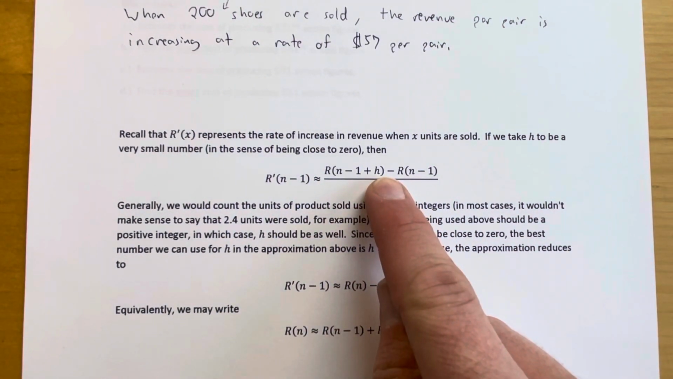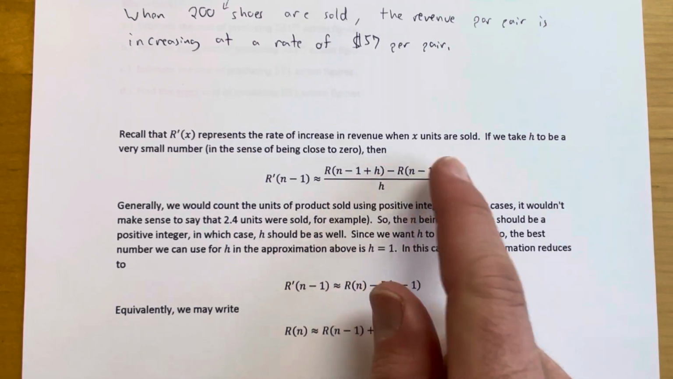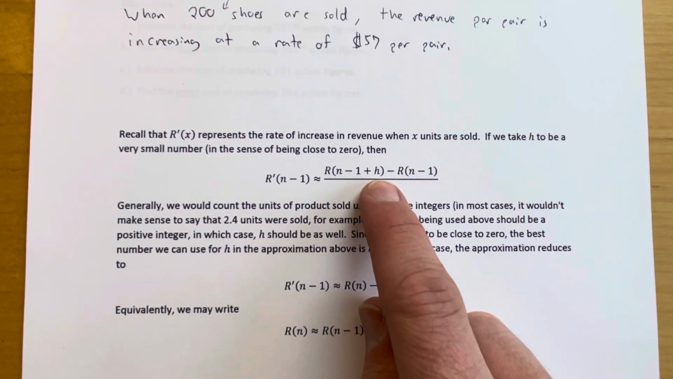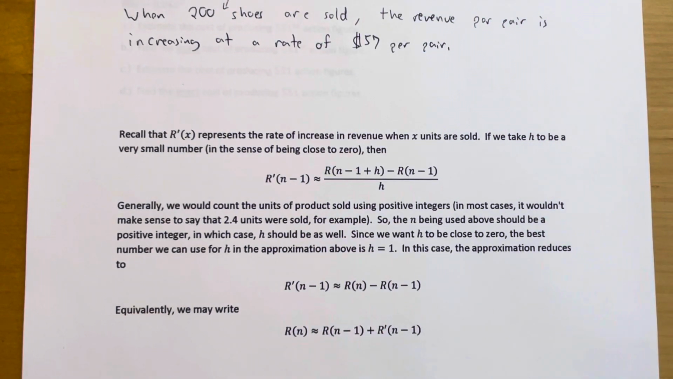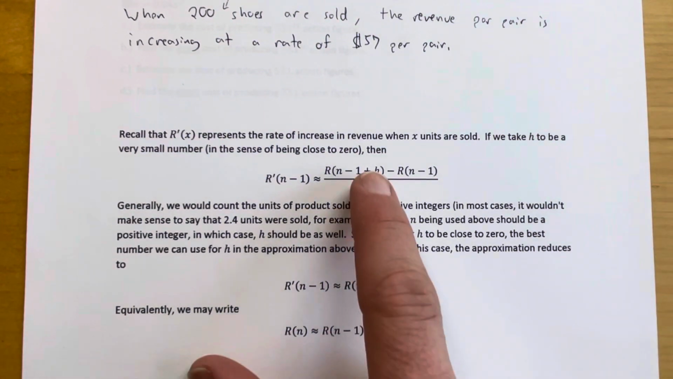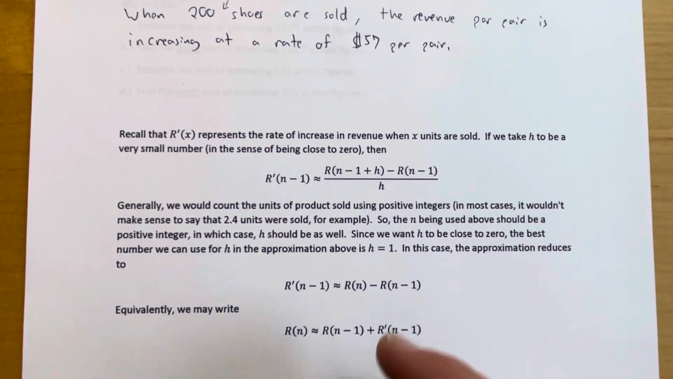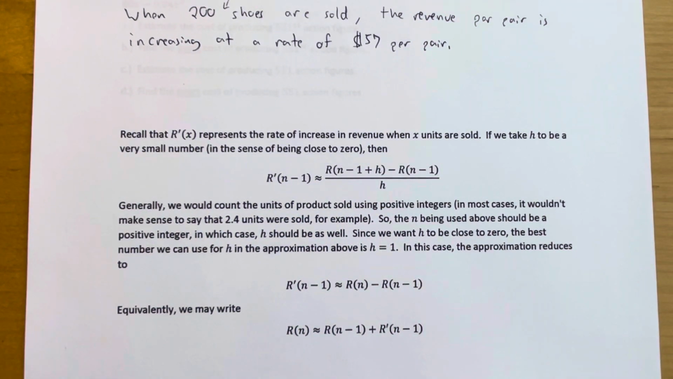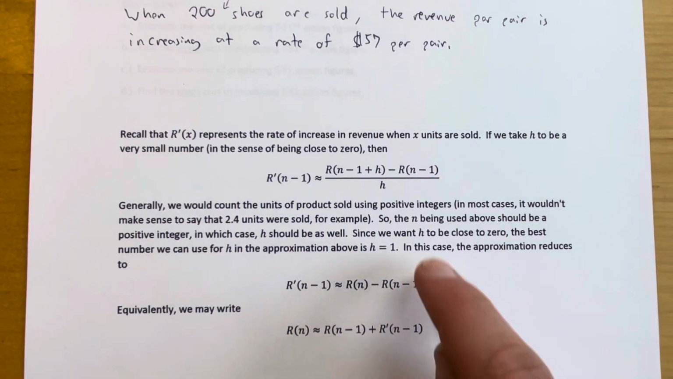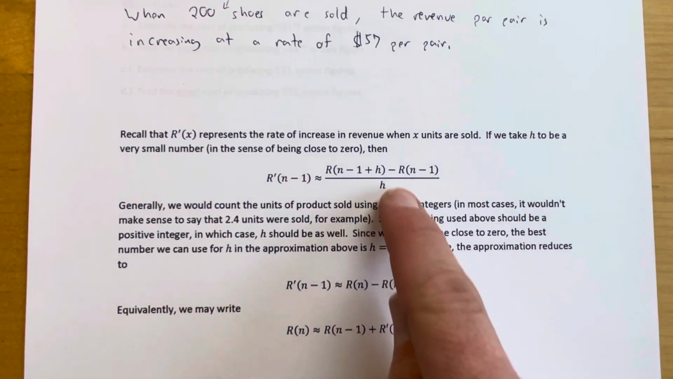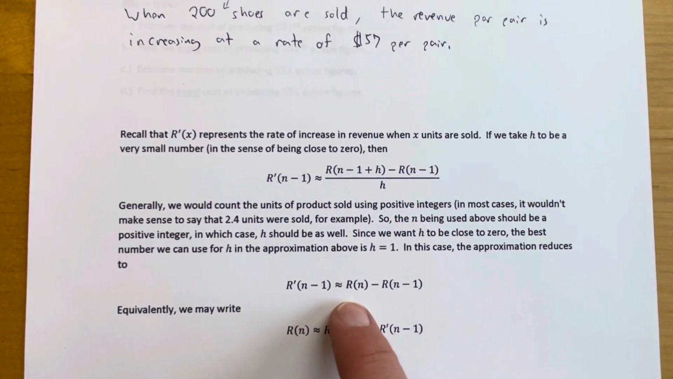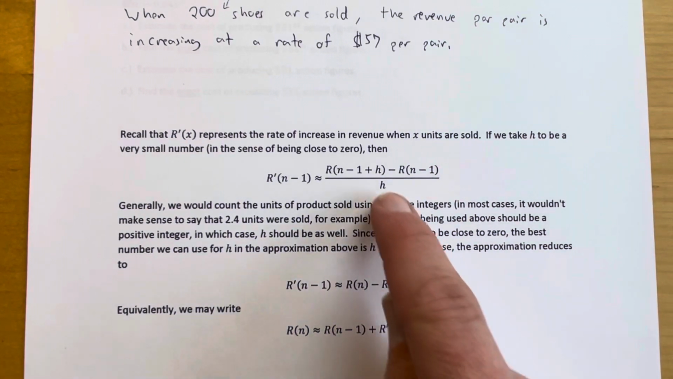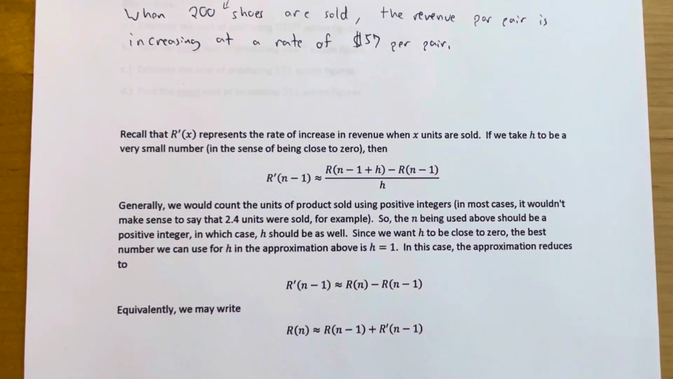But the smallest I can make h, if we're interpreting these inputs to be positive integers, is 1. I can't make it 0.5 or 0.1 or whatever, if we're thinking of these inputs as representing integers. So if I set h equal to 1, then n minus 1 plus 1 is just n. Then R prime of n minus 1 is approximately R of n minus R of n minus 1, all over 1, because h is set equal to 1. That gives me this.